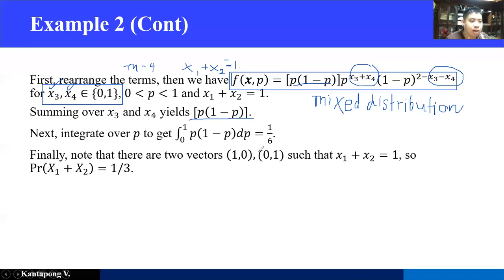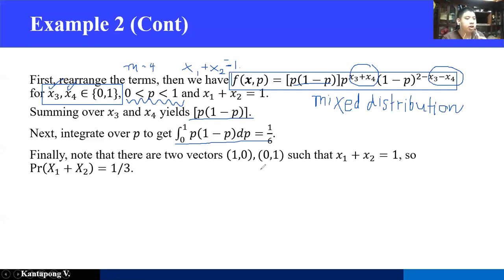And then we have the p, right? What is p? It is continuous. This one becomes continuous now, continuous in p. So we have to take the integration between 0 and 1, and this is easy. It is equal to 1 over 6.